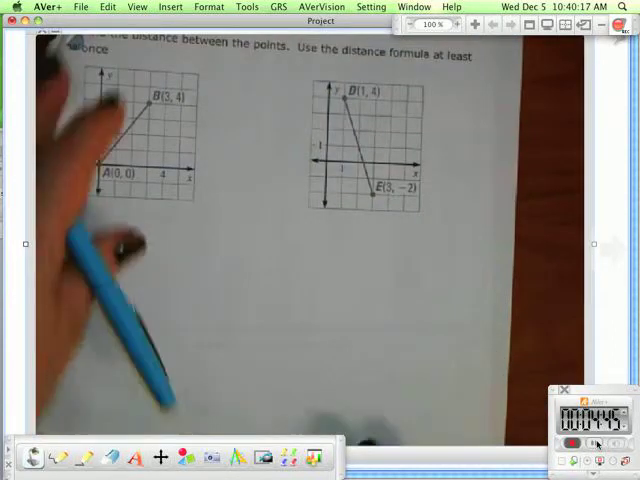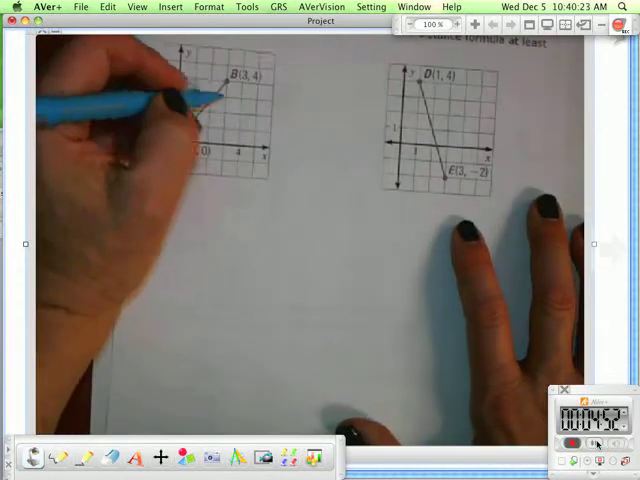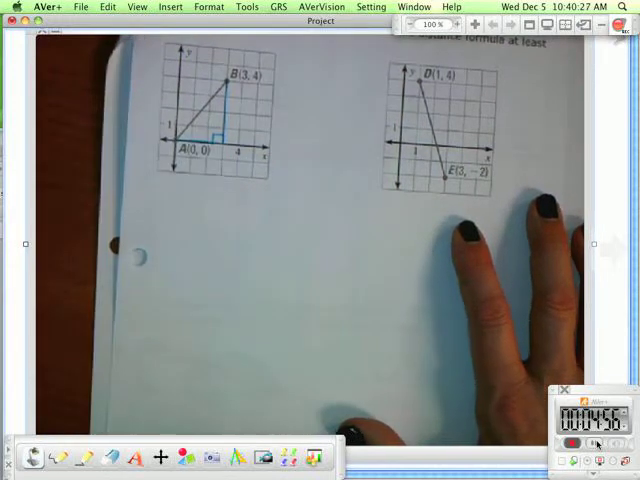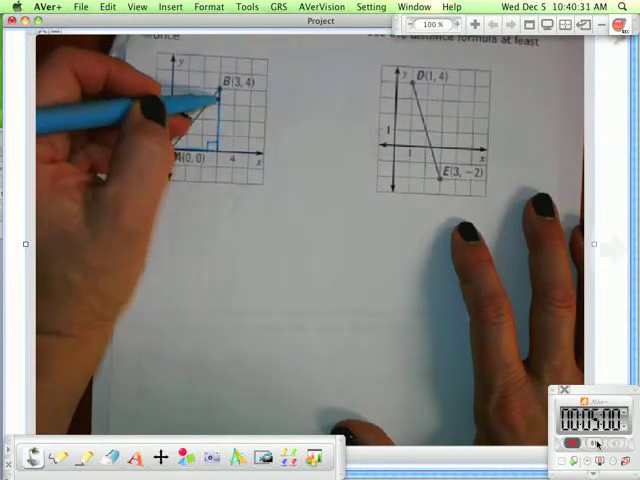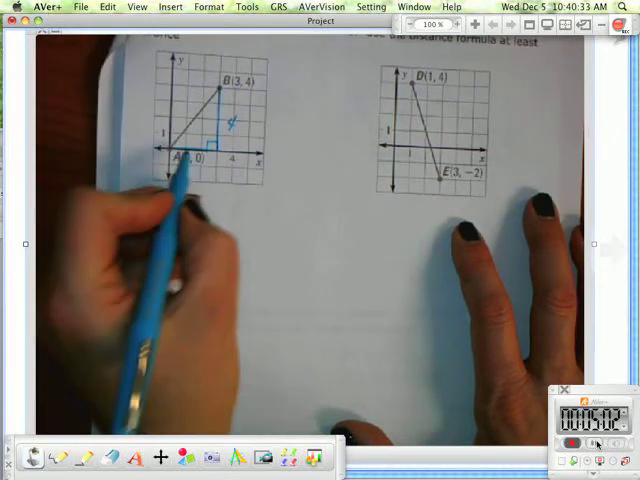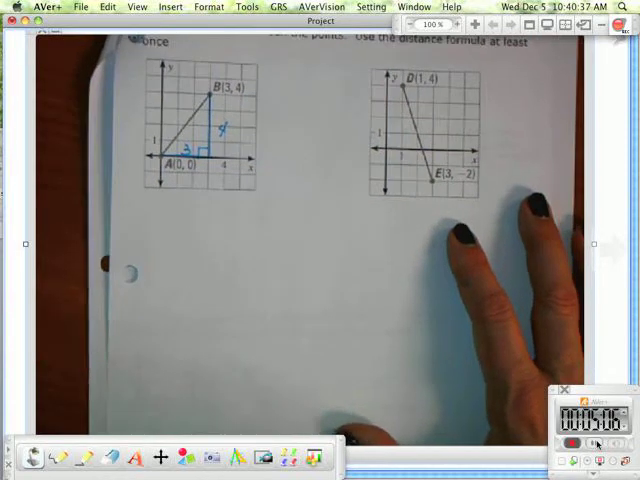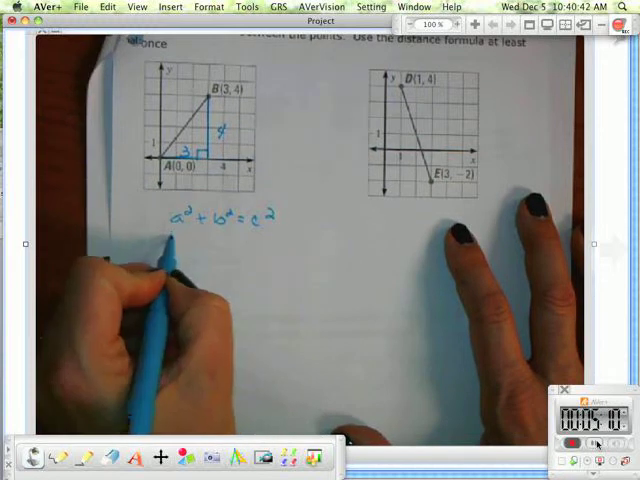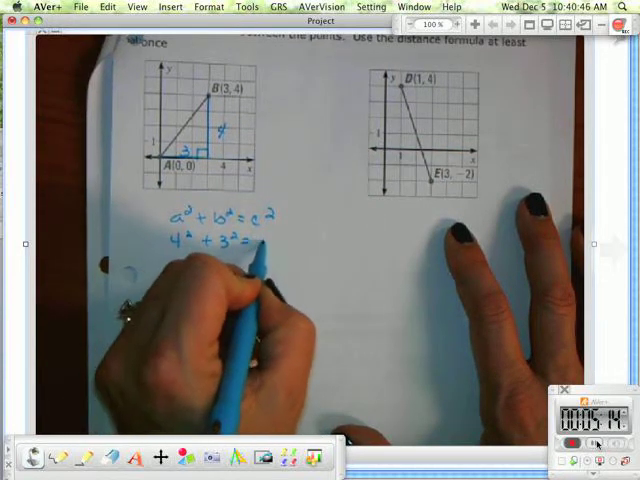So here, you're going to do this 2 different ways. We're going to do the first one as a right triangle, with a right angle there. I'm going to count this side as 4, this side is 3. I'm going to do a squared plus b squared equals c squared. 4 squared plus 3 squared equals c squared, because this is my c.